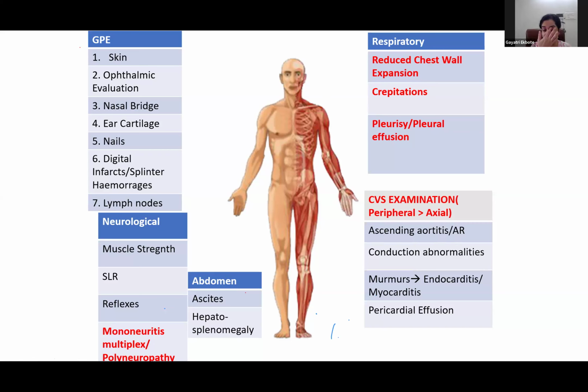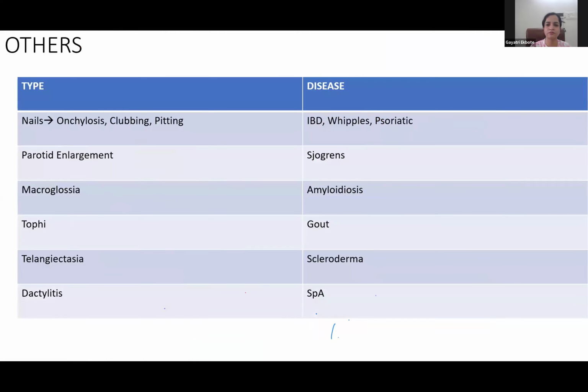Infective endocarditis, as I said, not just Libman-Sacks. Libman-Sacks could be associated with SLE or APLA syndrome, but you have to rule out infective endocarditis before you reach a diagnosis of CTD. Then pericardial effusion could be a part of your serositis. Others, like I discussed about nails, not just in psoriatic, but IBD and Whipple's can have onycholysis, clubbing, pitting.